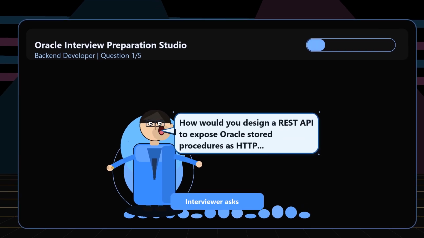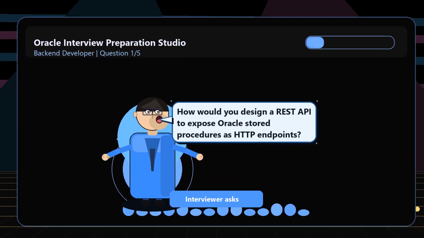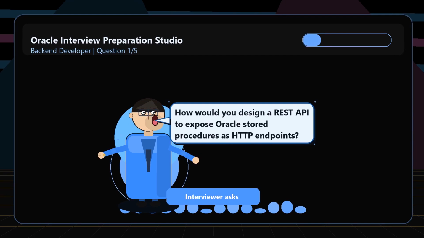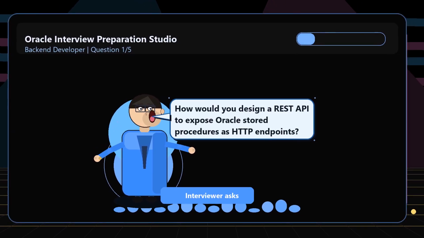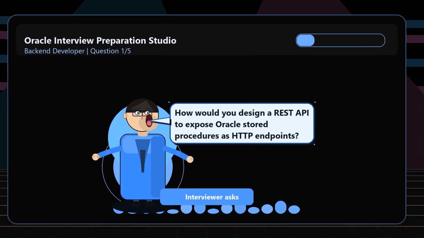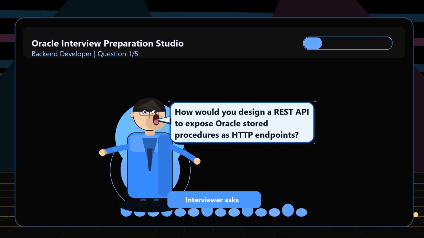Can you explain how you would design a REST API that translates complex Oracle stored procedures into HTTP endpoints? Please cover your approach and considerations.